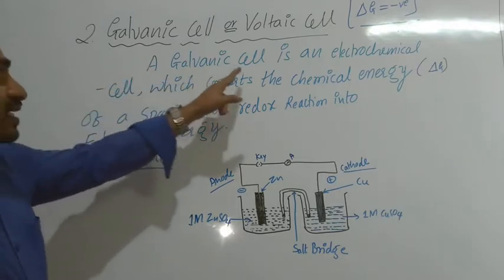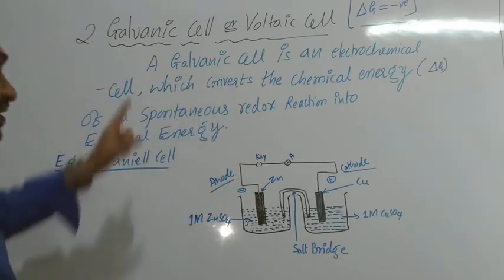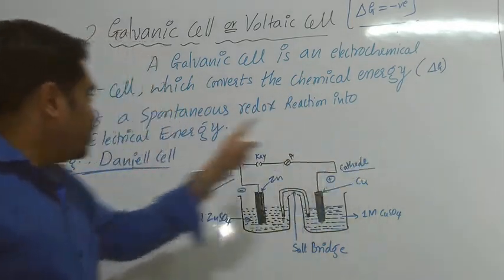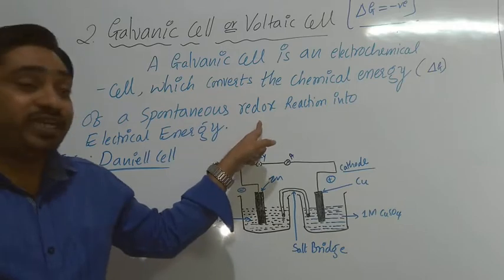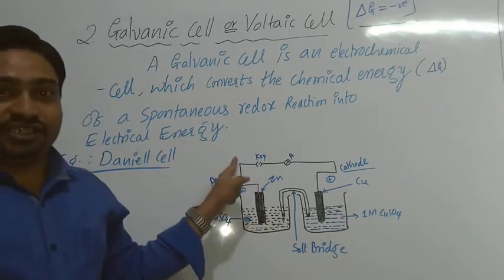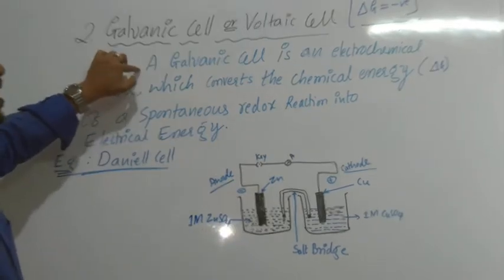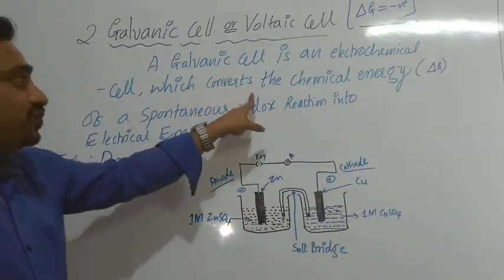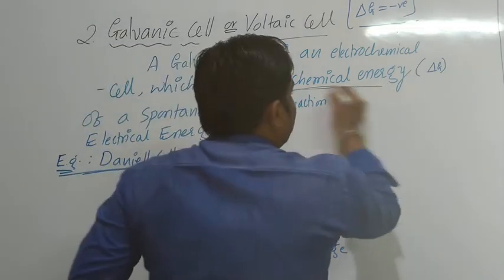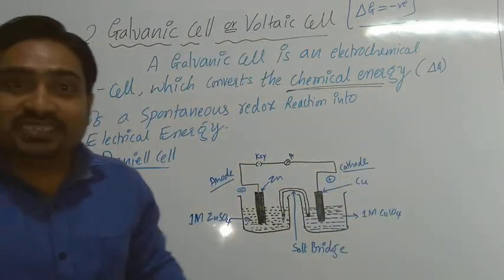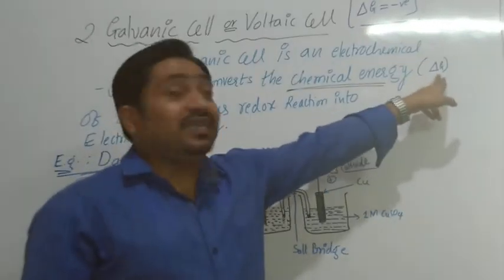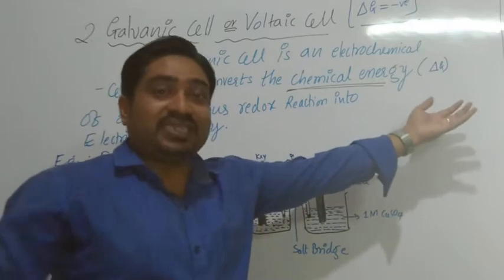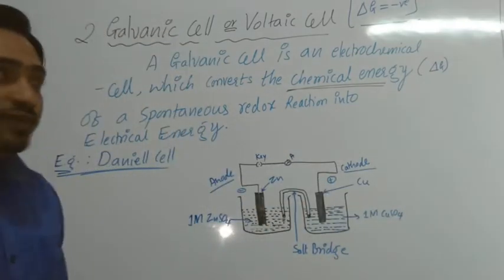A galvanic cell is an electrochemical cell which converts the chemical energy of a spontaneous redox reaction into electrical energy. Once again I'll repeat, a galvanic cell is an electrochemical cell which converts chemical energy. In a chemical reaction, the chemical energy is released in the form of delta G, the free energy, which is referred to as the chemical energy of a reaction.